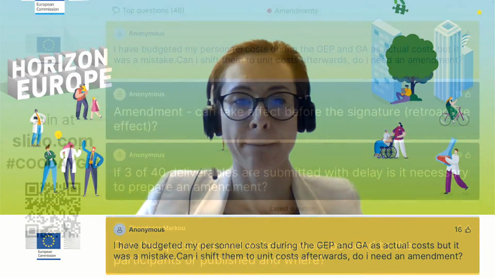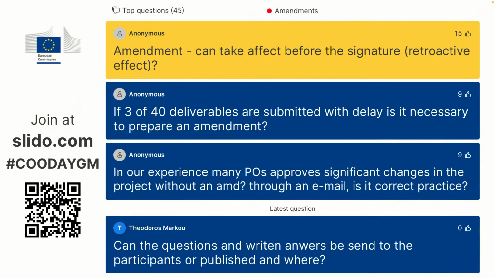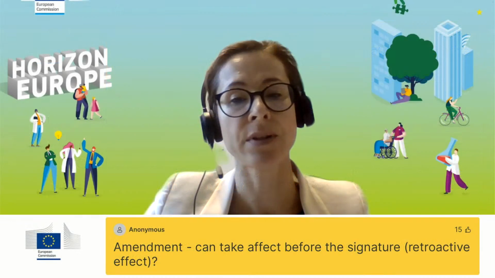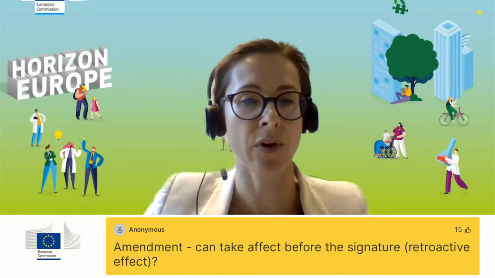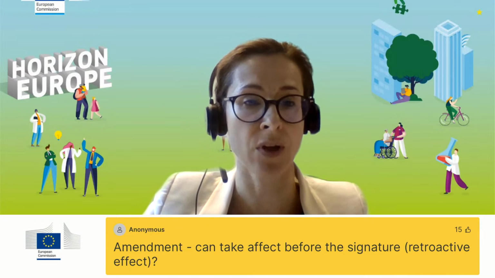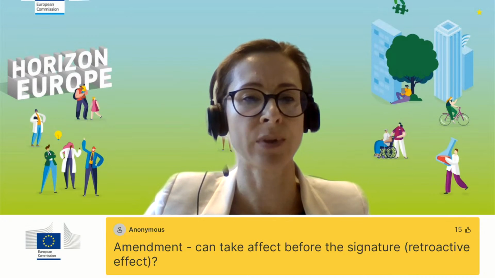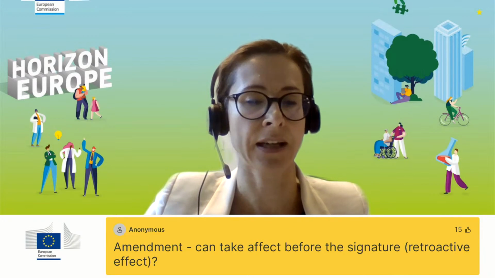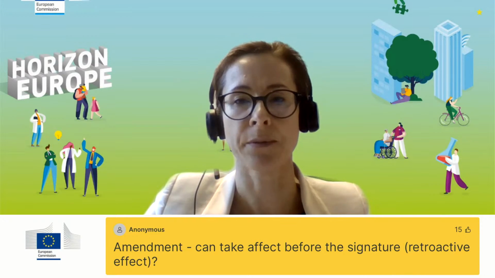Next one, can an amendment take effect before the signature, retroactive effect? So this depends on the amendment type. There is generally a possibility to have an agreement between the parties on the date on which the amendment will take effect. But for some amendment types, they cannot be in the past. And we saw notably that for termination, it cannot be retroactive. Oh, termination of a beneficiary, sorry.